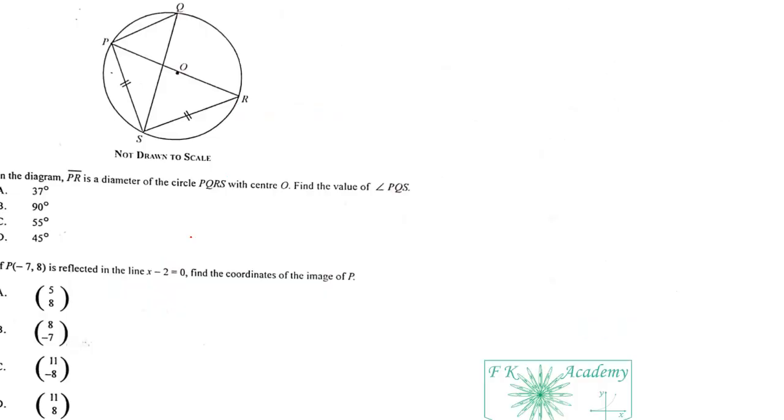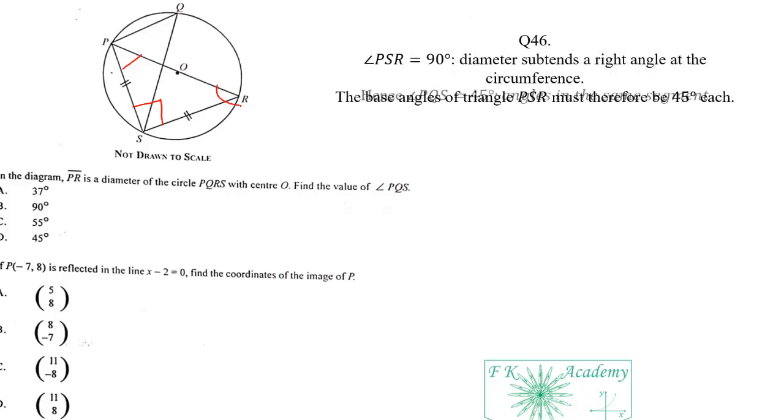In the diagram, line segment PR is a diameter of the circle PQRS with center O. Find the value of angle PQS. So the angle here will be 90 degrees. This and this are the same, so they must be 45 degrees each, so that the triangle will be 180 degrees. So this will be 45 degrees.